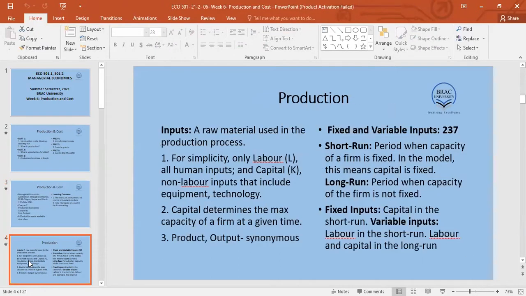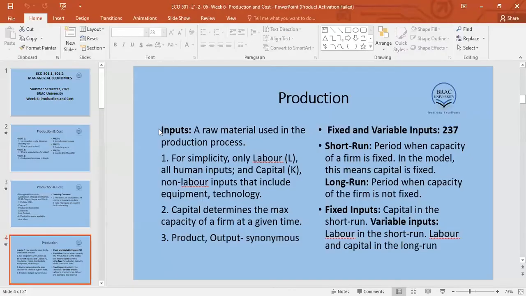So let's start. Now, what does production mean? How do we define production? It's nothing but inputs transforming into output. When we talk about production, we're talking about a procedure, a method whereby firms, or whoever is in the production activity, take some inputs and transform them into outputs. That is production.